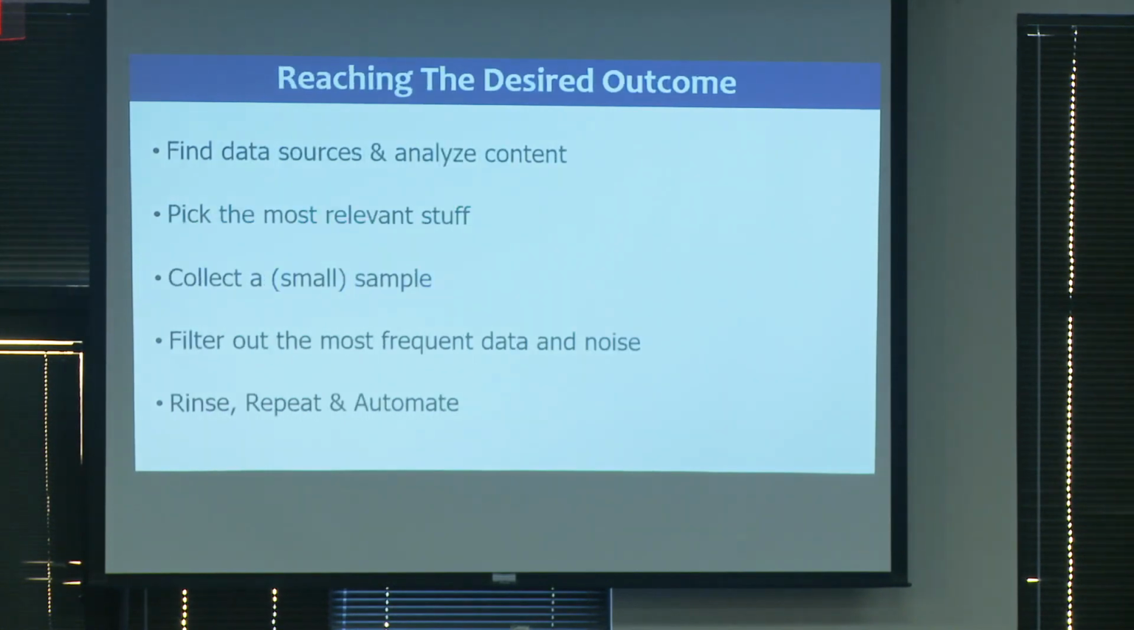How do we get there? Let's find the data source, find the most relevant stuff. And John alluded to it in the keynote. You need to start small, right? Because there's so much data that you just cannot do it all at once. So let's just test your theories and slowly roll it out.